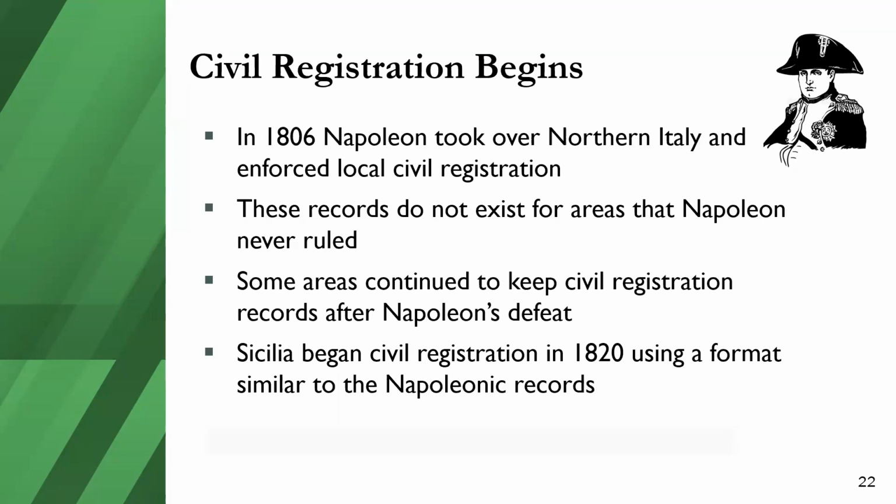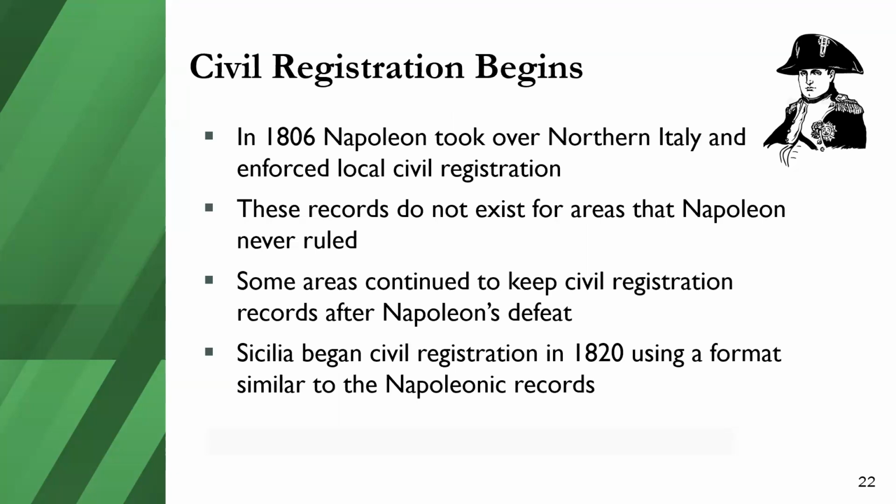For example, Sicily didn't start civil registration until 1820, and even though it wasn't conquered by Napoleon, they did start their civil registration and make it similar to the records that were being kept in the northern areas that Napoleon did conquer. So don't be surprised if you start going back in time and you're finding these records, and then all of a sudden they stop for a period and then start up again.